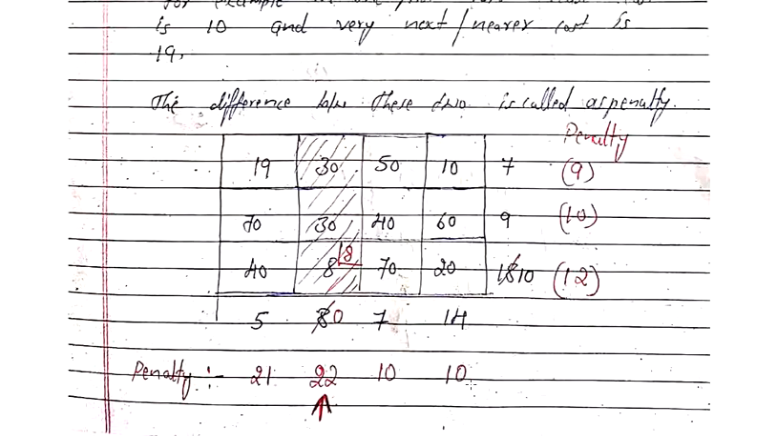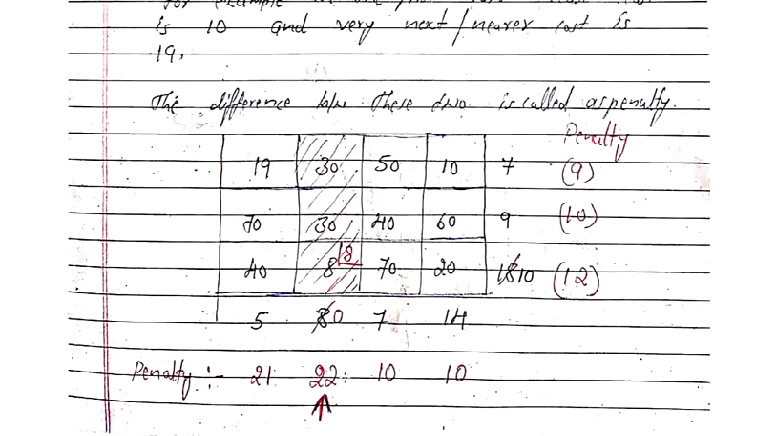Out of these penalty costs, whichever is highest, that highest penalty cost we have to select for the allocation. Whenever we get these penalty numbers 9, 10, 12, 21, 22, 10 and 10, for the allocation we have to identify the highest penalty cost, and in that highest penalty position, whether it is a column or a row, there we have to find the least cost. Now out of these penalties, 22 is the highest penalty cost.